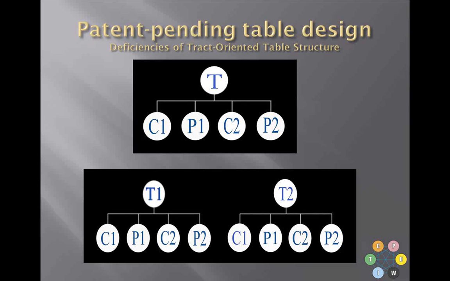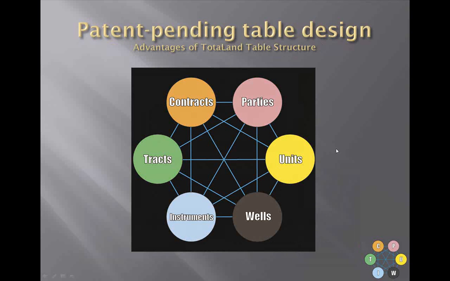It needs to be maintained behind the scenes, and it always needs to be accounted for in reporting and data exporting. We don't have to do that because of this design. This is a little better look at the relationship between the realms. You can see the color coding: contracts, parties, units, wells, instruments, and tracks.